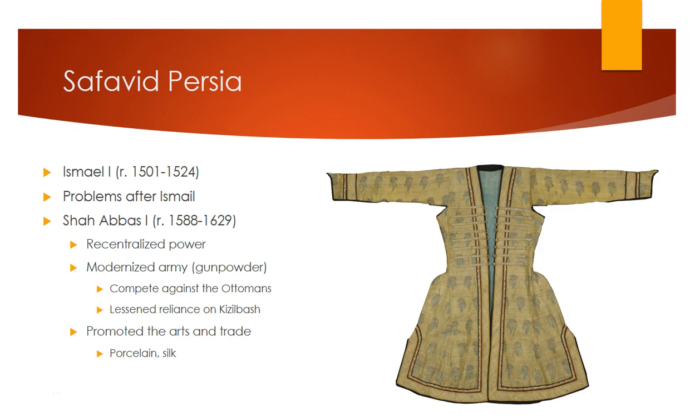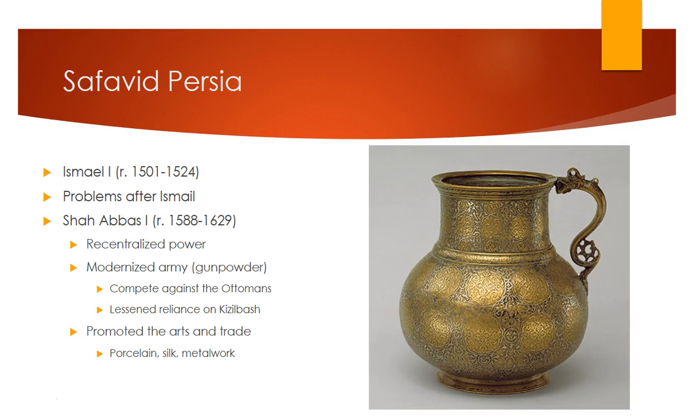He brought silk workers from Armenia and made the production of silk a royal monopoly, so the Shah and his family controlled all production that these Armenian workers were making. Metalwork also flourished under Shah Abbas. This is a very intricate brass pitcher that is in the Met today, the Metropolitan Museum in New York City. But you can just see it's got like a dragon handle here, and look at this fine work. Amazing brass work there.